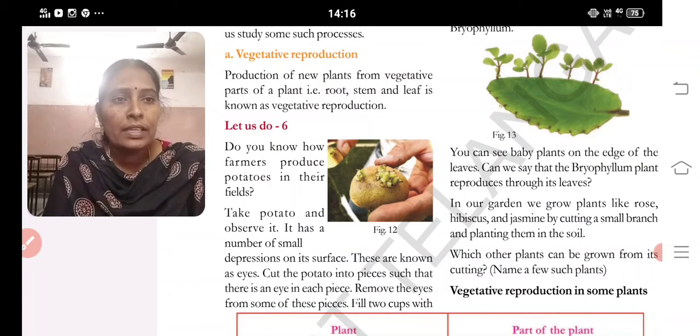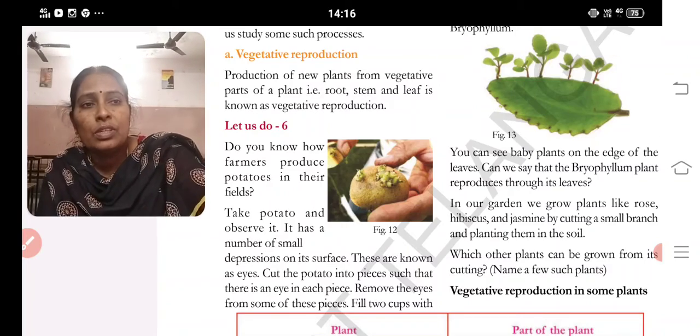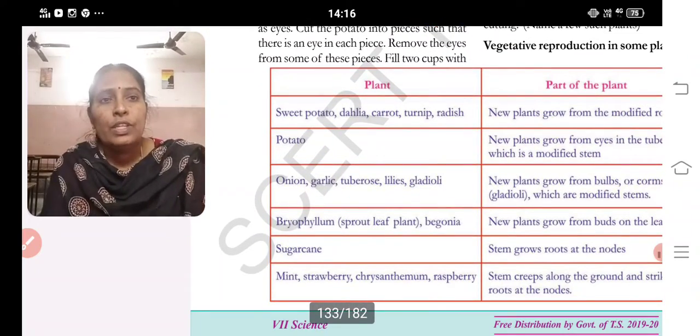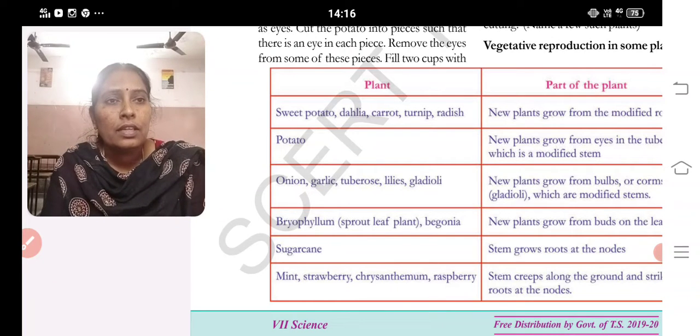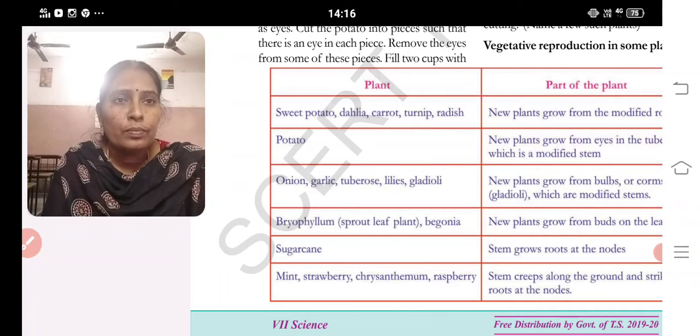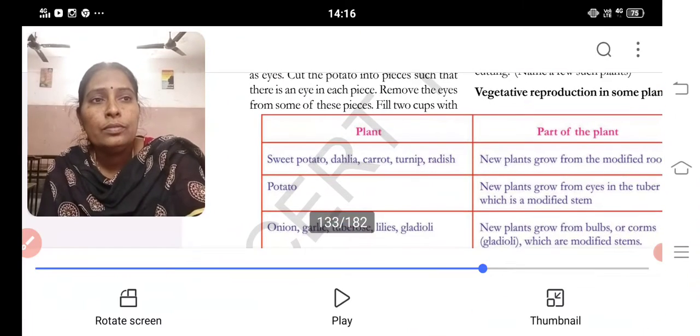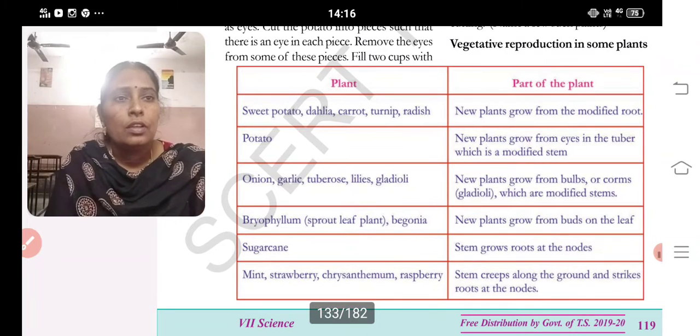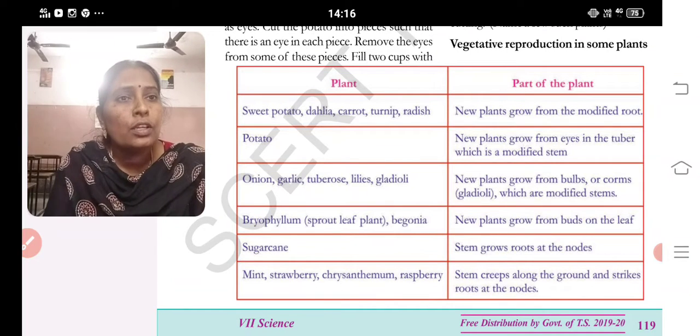Name such plants. Vegetative reproduction in some plants: sweet potato, dahlia, carrot, turnip, radish. New plants grow from the modified root. Potato: a new plant grows from the eyes in the tuber, which is a modified stem.